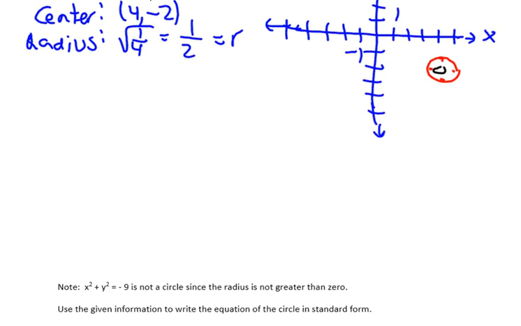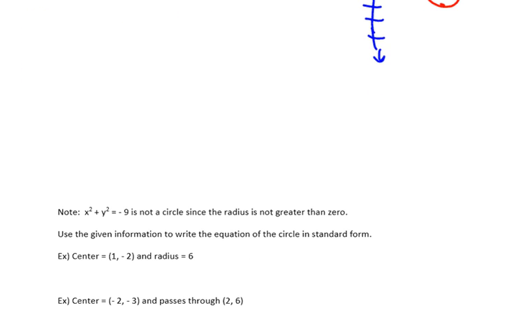All right, so let's scroll down then. Now, note here, x squared plus y squared is equal to -9 is not a circle since the radius is not greater than 0. If it was x squared plus y squared is equal to 0, then you'd have 1 point. And again, that 1 point would not be a circle.